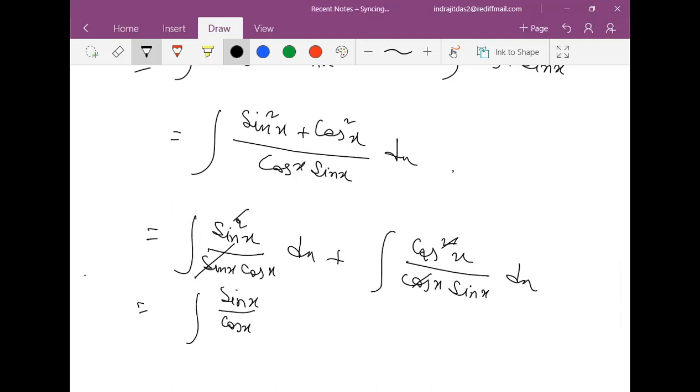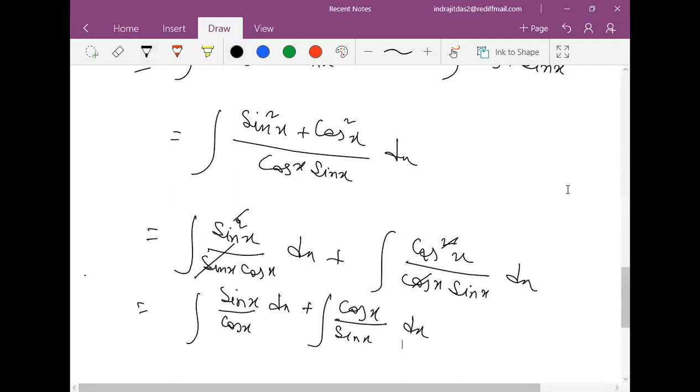If you look at the expression again, here is sin square x and this is sin x into cos x. Sin square x by sin x into cos x: sin square, one sin x remains, and cos x in the denominator. Plus this will become cos x, because cos square x, so one cos x is in the numerator, divided by sin x. So if you look at the expression, sin square x by cos x sin x and cos square x by sin x cos x, separating the two.